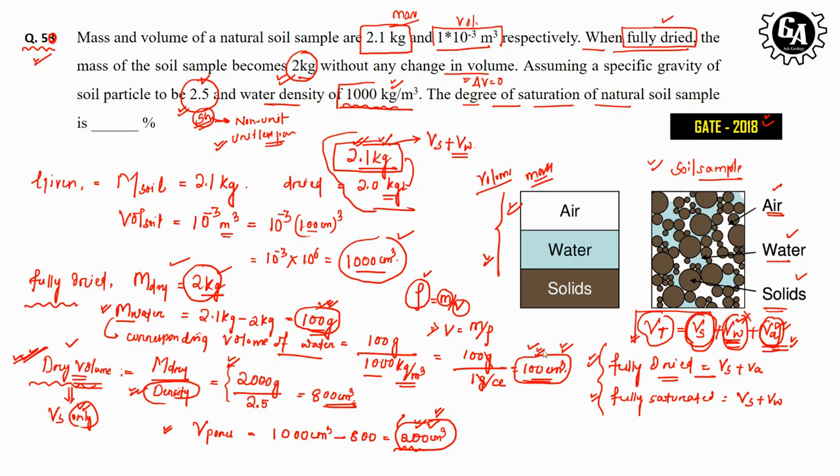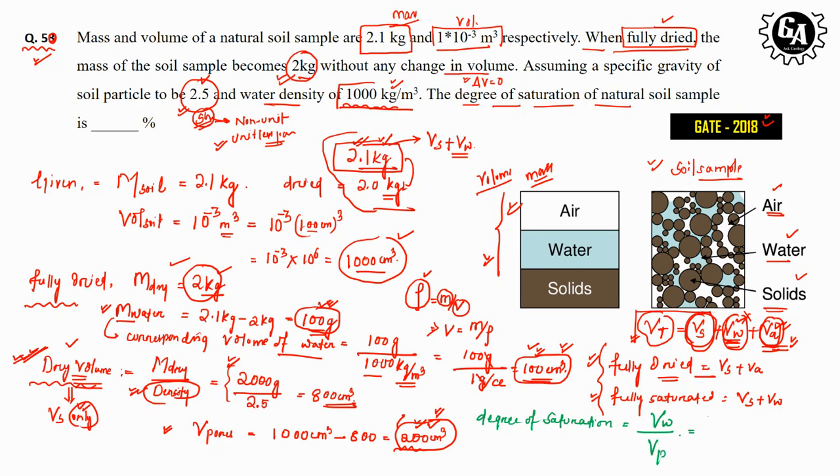So what will be the degree of saturation? Here we will just calculate the degree of saturation. Okay, just let me change the color because it is red everywhere. So the degree of saturation is equal to volume of water occupied, simple, only volume of water divided by volume of pore spaces.